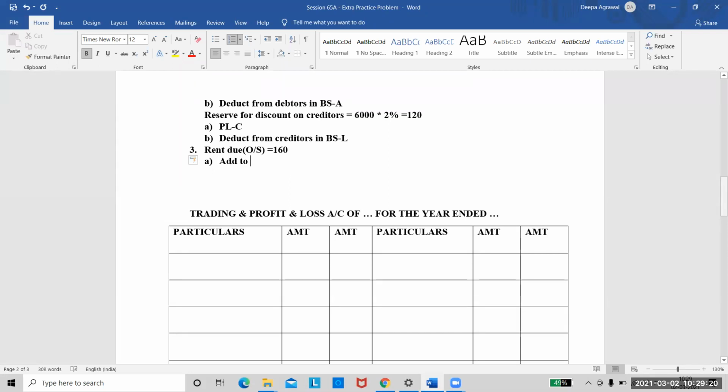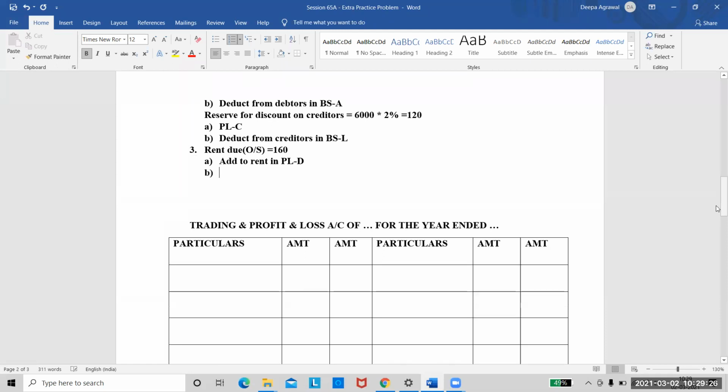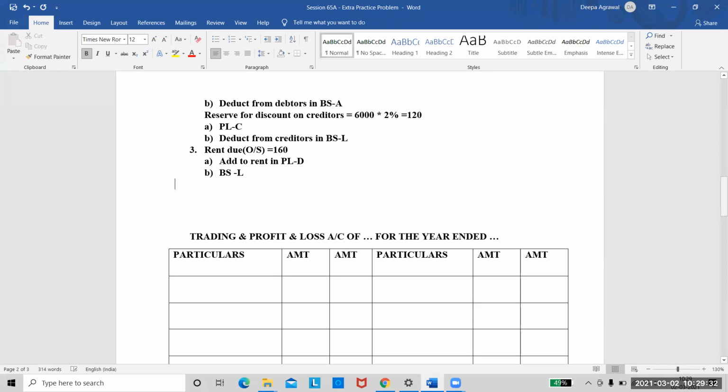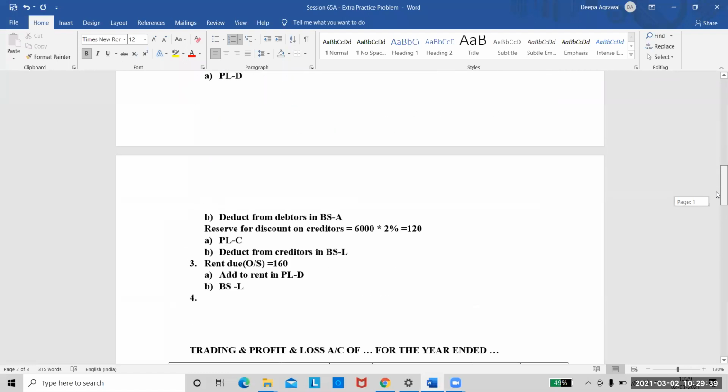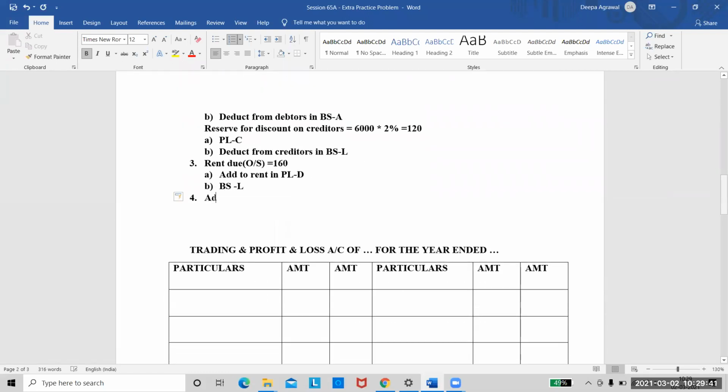First, P&L treatment: debit. Add to rent on the P&L debit side. Second treatment, balance sheet liability side. Correct. Next adjustment, the fourth one. Taxes of 320 were paid in advance. So advance taxes 320. So tell me the treatments.